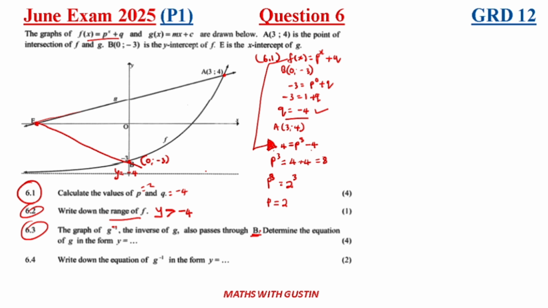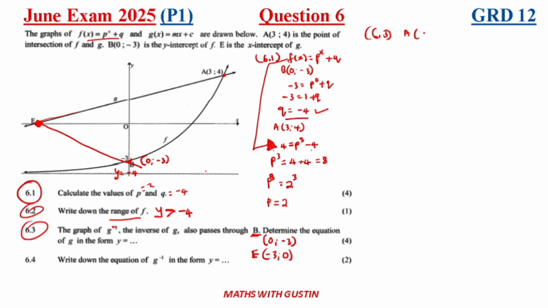So therefore, if B is a point on the inverse, it means this point here, which is now our y-intercept, when we change to the inverse, becomes our x-intercept. So this simply means that point E would, therefore, they will swap x and y, and that's our new point. So therefore, basically now on 6.3, it simply means we have got 2 points.